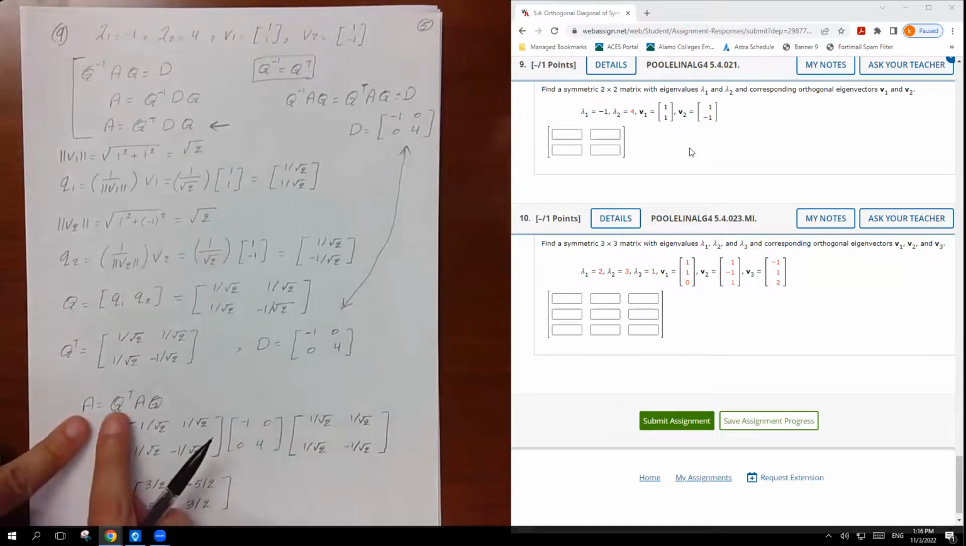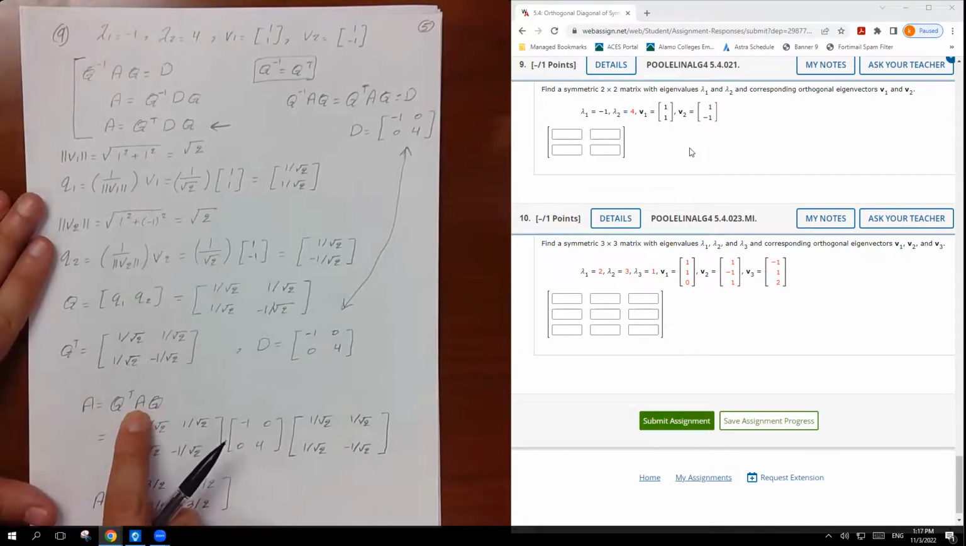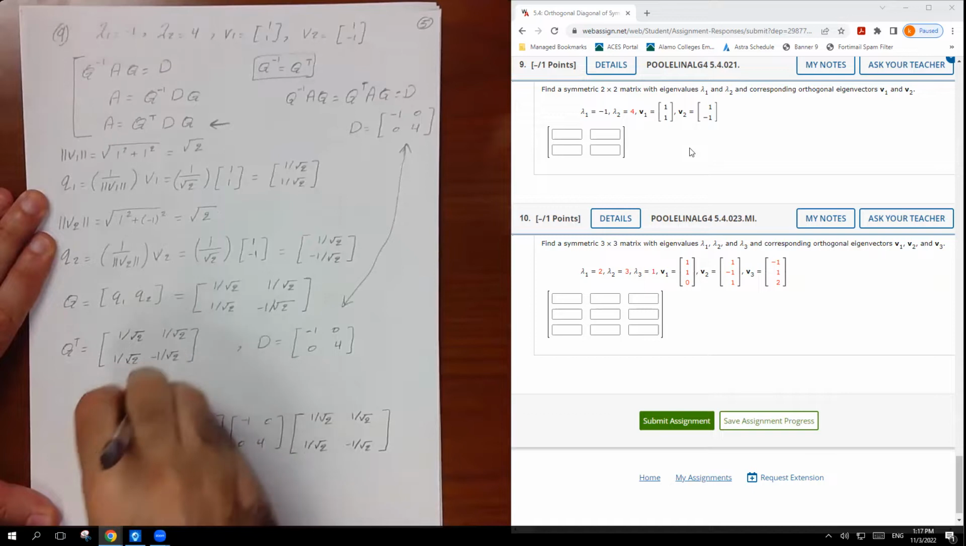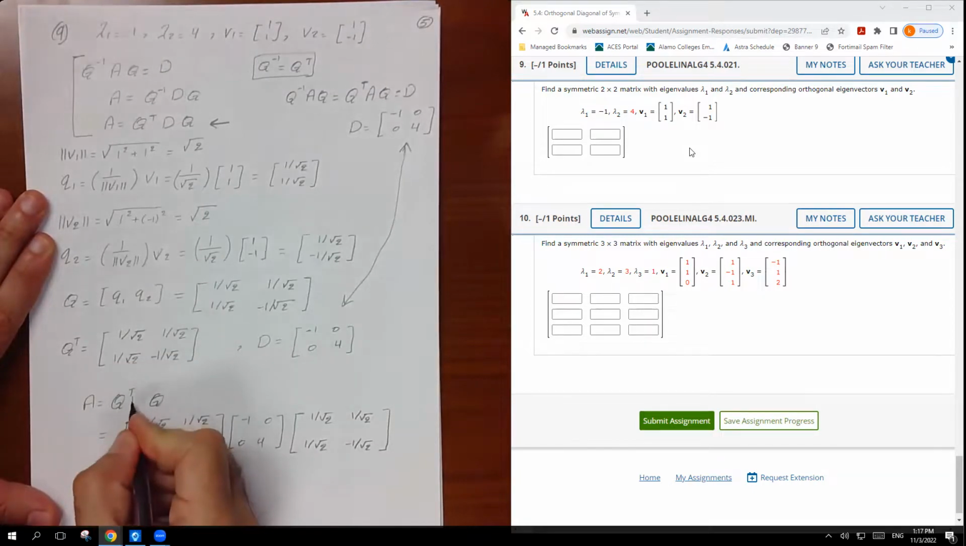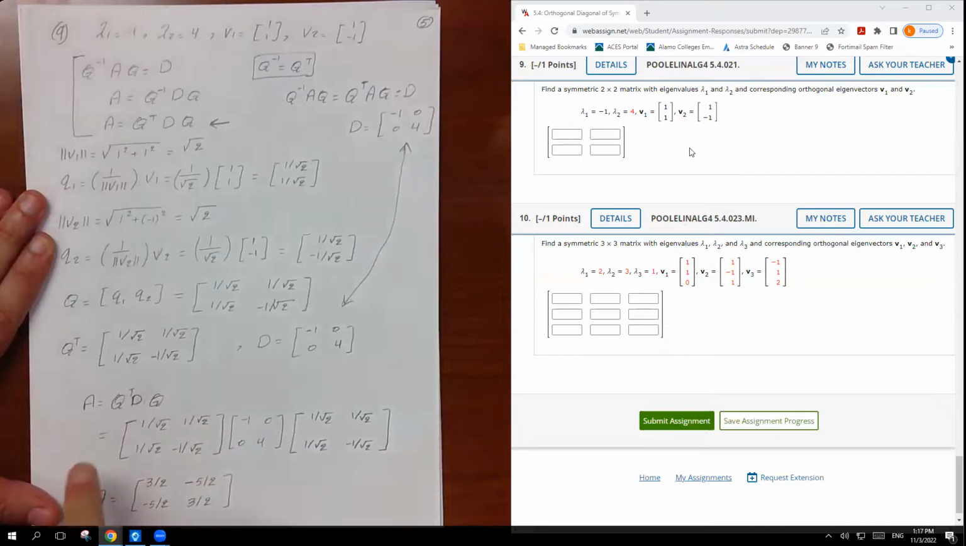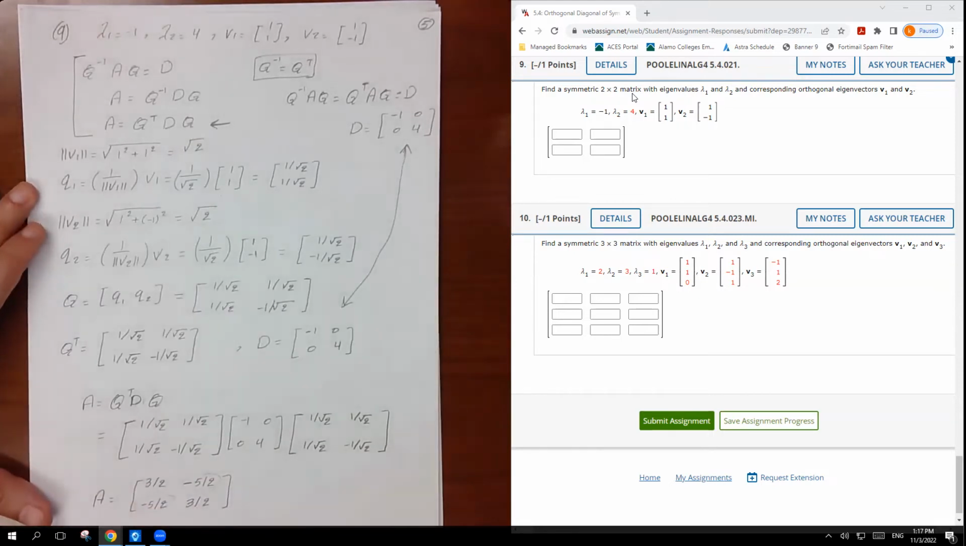Now A is going to be Q transpose times D times Q. So if you multiply Q transpose times D times Q, you're going to get the matrix A. And that's our goal. If you look, they're telling you a 2 times 2 symmetric matrix. Here is the diagonal. This is symmetric because here we got exactly the same element. That's it for example 9.